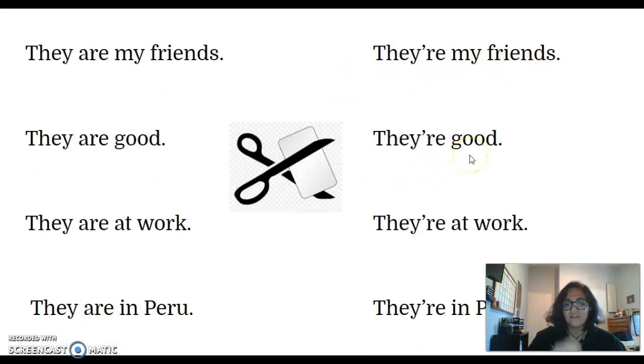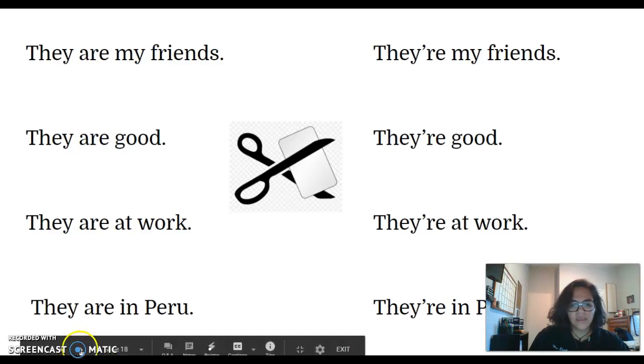They're good. They're at work. They're in Peru. So they are my friends is combined to say they're my friends. They are good. They're good. They are at work. They're at work. They are in Peru. They're in Peru.